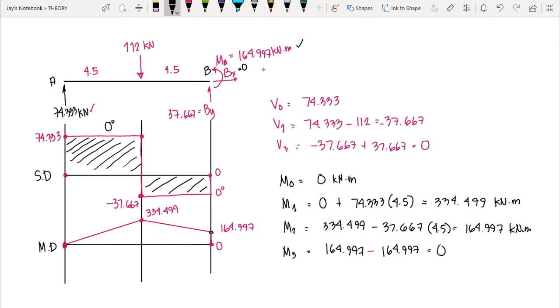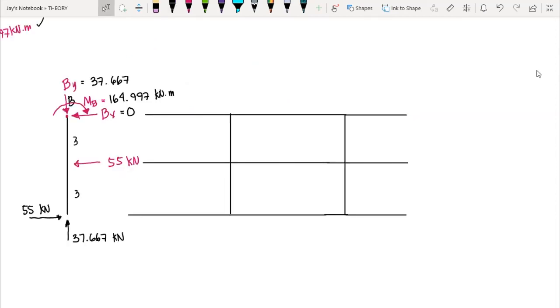Now, how about the vertical member? Okay, so let's draw the deflection diagram for the entire beam, or for the entire structure, later. Now, in our vertical member, we need to assign which side is our positive side and which side is our negative side.